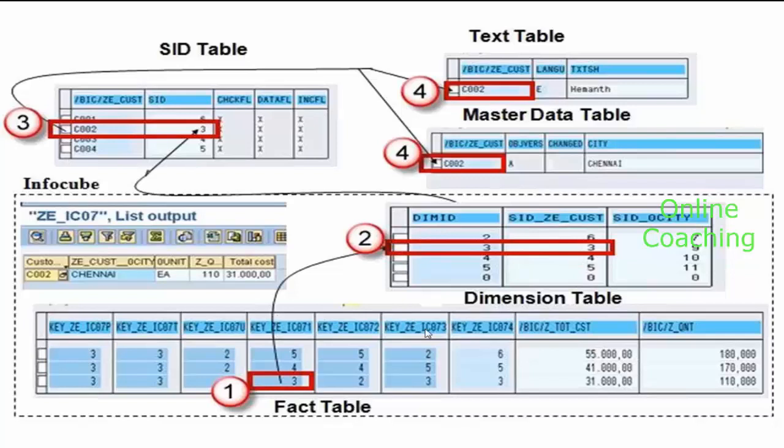You need to understand only the difference in between star schema and extended star schema. Star schema, everything will be inside the info cube. Extended star schema, the master data will be located out of your info cube because of master data reusability. That's a major difference.